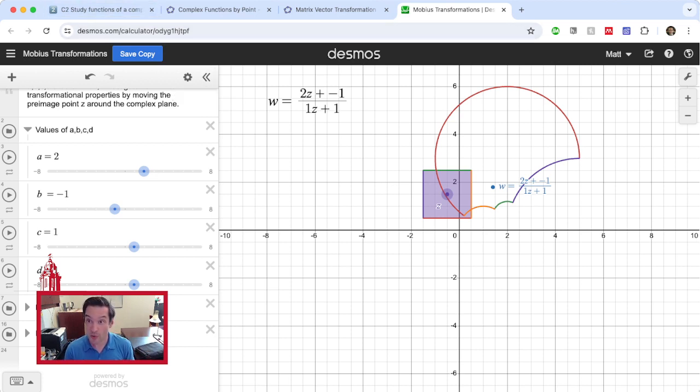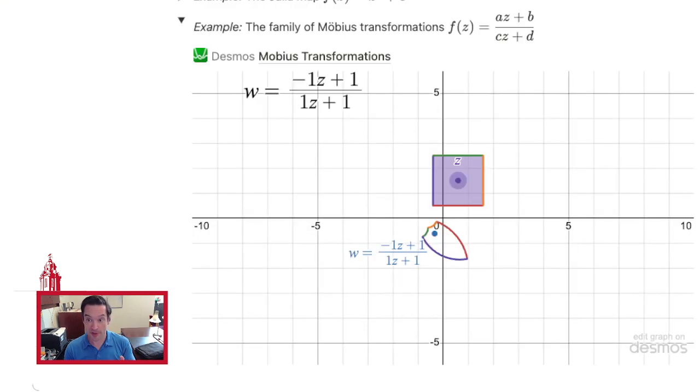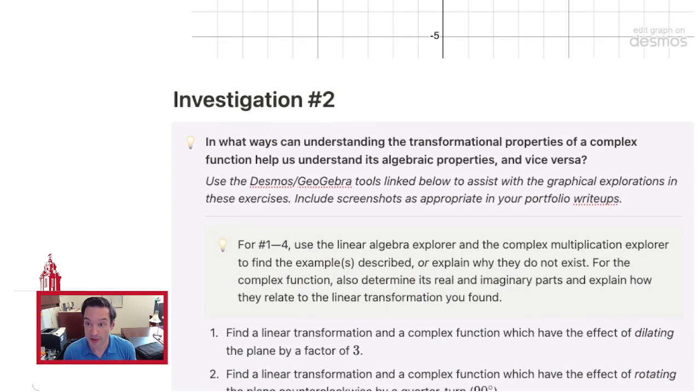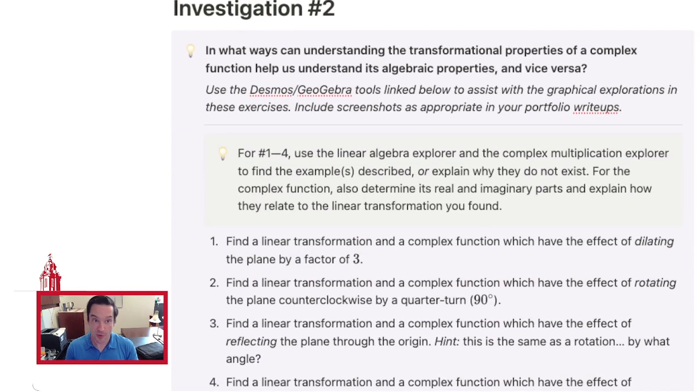this week. Let's take a quick run through the investigation problems just to set up what they are and what I'm going to be asking you to do this week. So the main question is, in what ways can understanding the transformational properties of a complex function help us to illuminate its algebraic properties and vice versa?